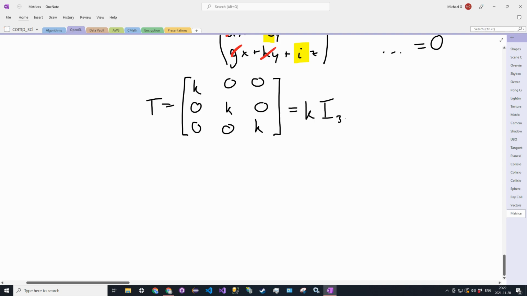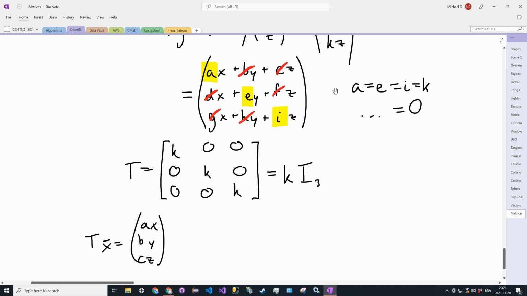So that's pretty cool. So that's the scaling. But what if I take it one step further? What if we wanted to scale it by a different factor in each dimension? So if we wanted t times x to equal ax, by, and cz.